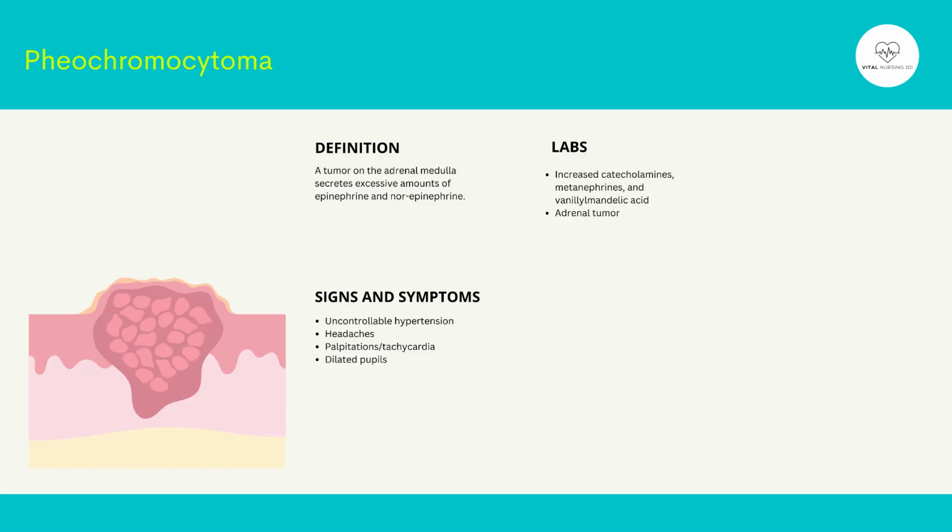Now, let's go over important labs and diagnostics. Presence of catecholamines in serum. Increased catecholamines, metanephrines, and vanillylmandelic acid in 24-hour urine collection. Presence of adrenal tumor shown in CT scan.